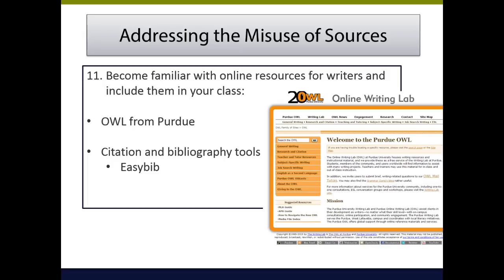There are also a host of online citation and bibliography tools. One of them is EasyBib. I guess what I'll say about this is your students may be using web resources to do their citations anyway, right? So they're out there already. If they're out there already, maybe you want to point your students to them.